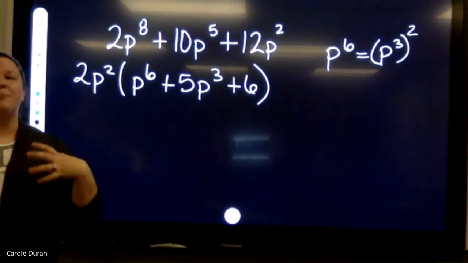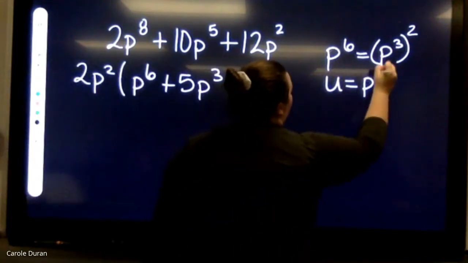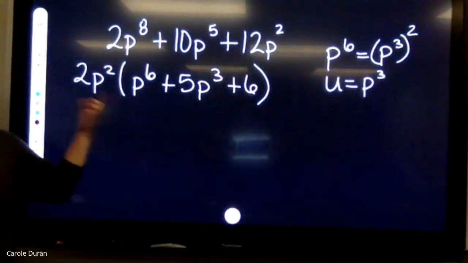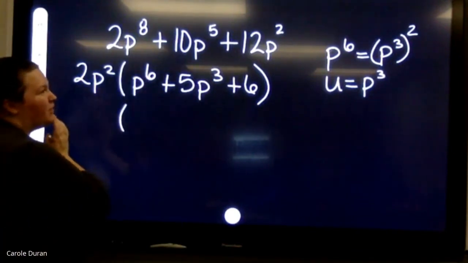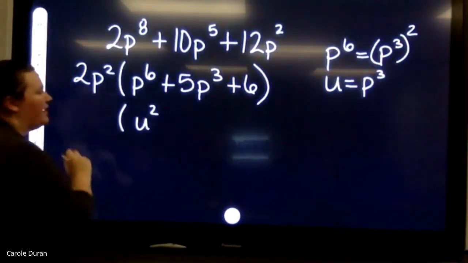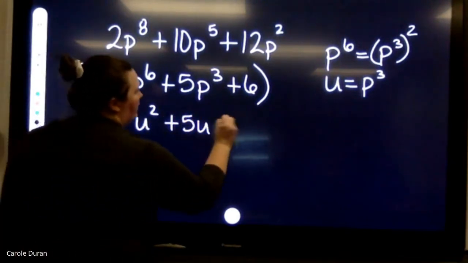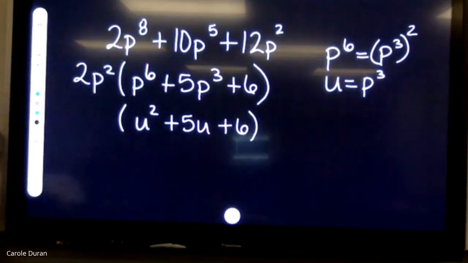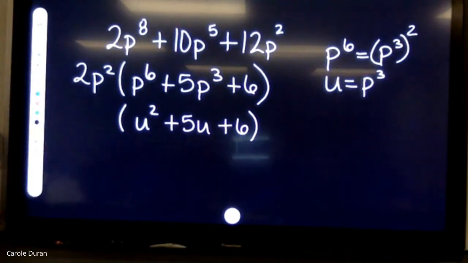So I could temporarily replace that p cubed with a u so that when I write this, it actually looks like a quadratic. So if I replace p cubed with a u, then p to the 6th becomes u squared, because that's p cubed squared, plus 5u plus 6. I replaced p cubed with a u temporarily, because now this is a quadratic and I can deal with quadratics. Those are easy for me.